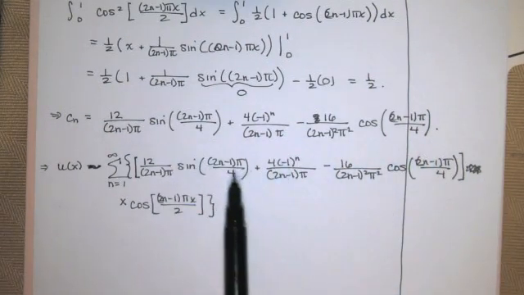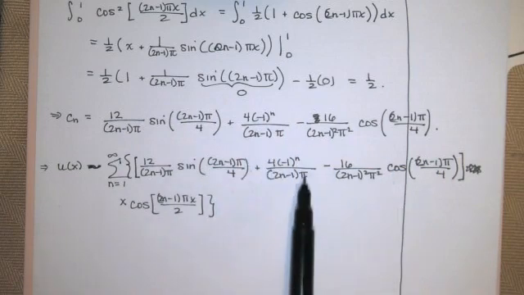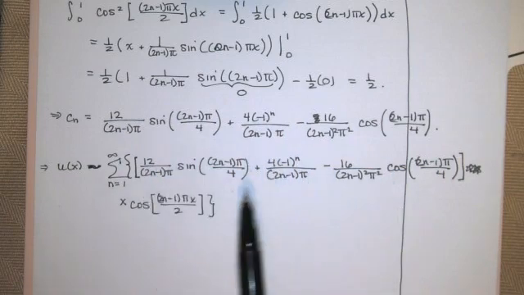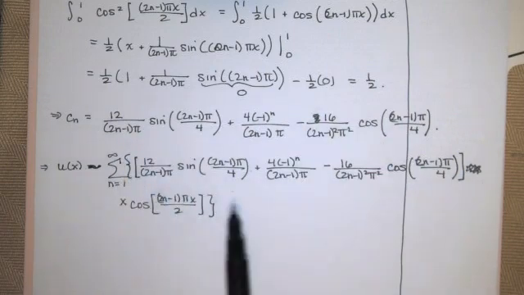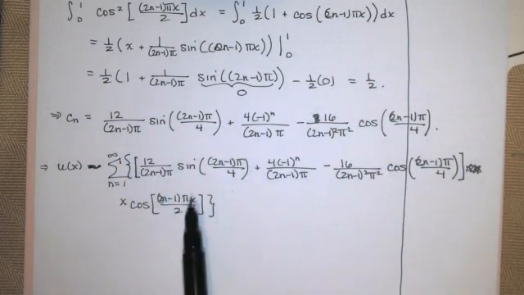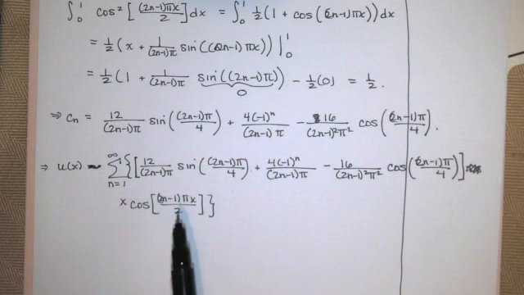But those are just numbers. These are numbers. This is a number. This is just an odd number times pi. So those are all our coefficients, and we're going to take those and multiply them by these functions of x.